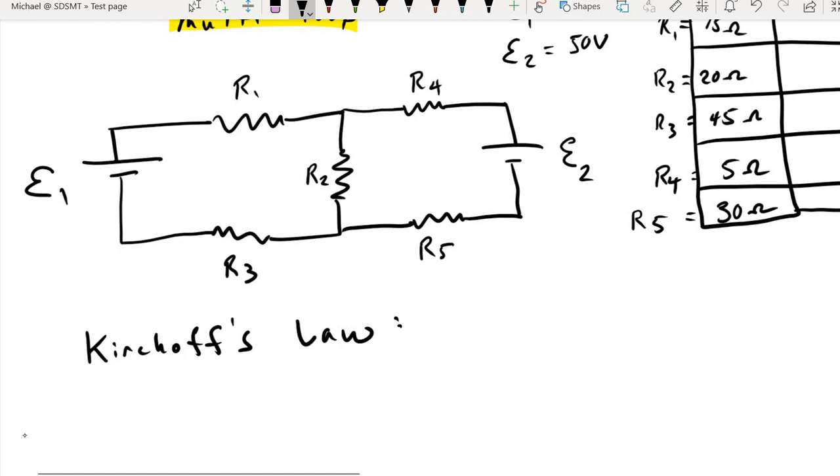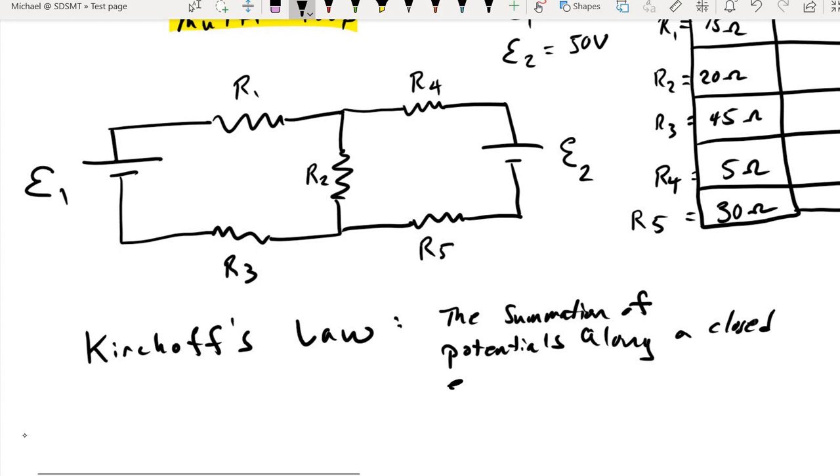And Kirchhoff's law says that the summation of potentials, we'll say, along a closed loop equals 0. Now at this point you're probably saying, well, we've gone through closed loops before, and they never added up to 0. They always added up to the potential across the battery. So allow me to explain what Kirchhoff's law is telling us.